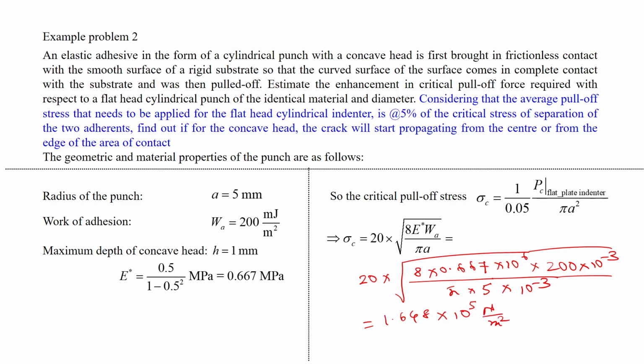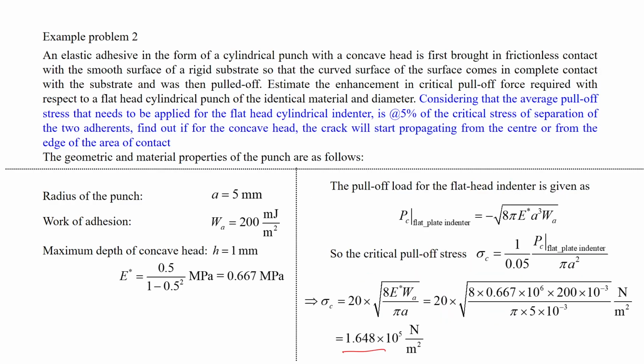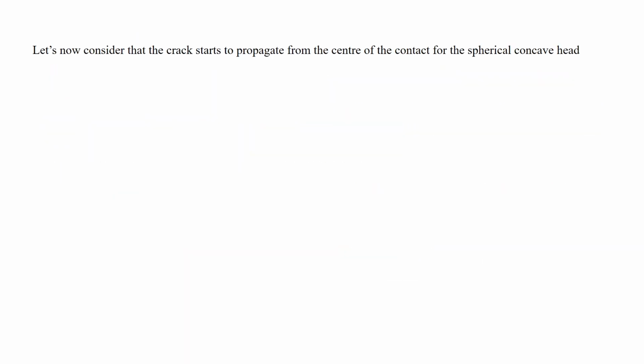That is what it comes out to be. Okay? So, this is the sigma c we have found out, and now we will find out what is the pull-off stress or pull-off load required for separating this sponge, in which case the crack will start propagating from the center. Okay? So, the crack starts to propagate from the center of the contact of the spherical concave head. That is what we would like to find out.